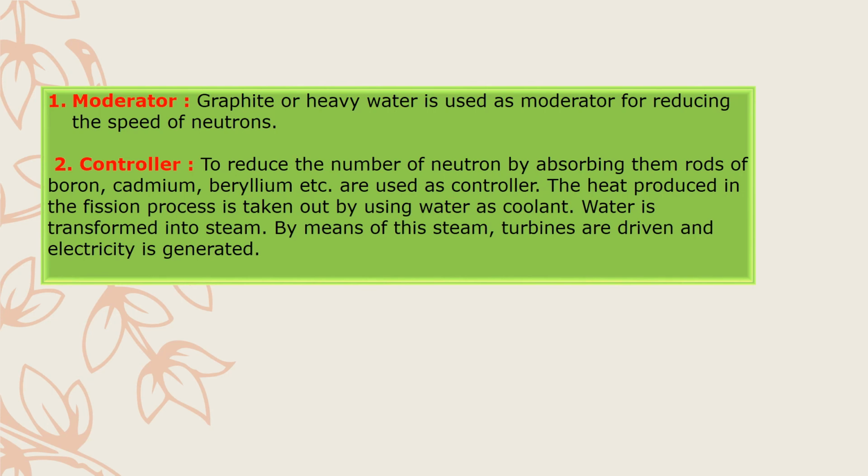Now the heat produced in the fission process is taken out by using water as a coolant. So water is transformed into steam, and by means of this steam, turbines are driven, and therefore the electricity is generated in this reactor.